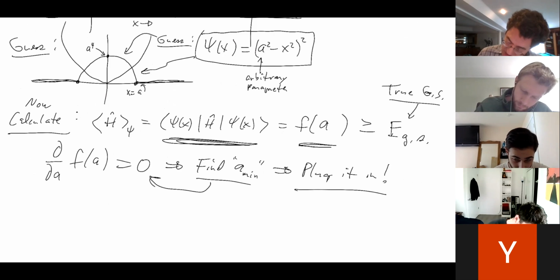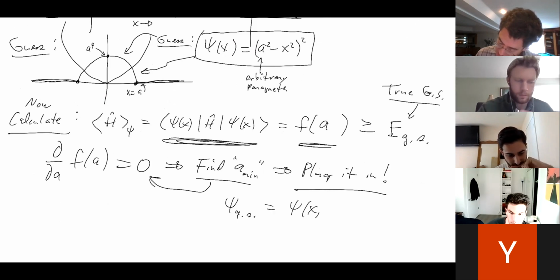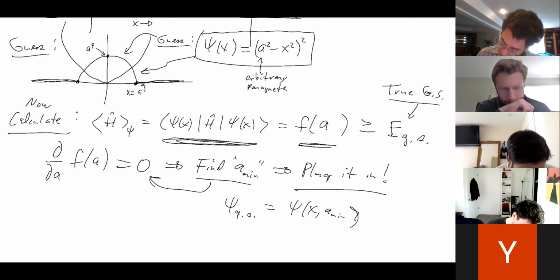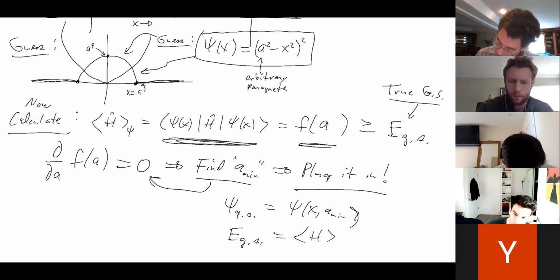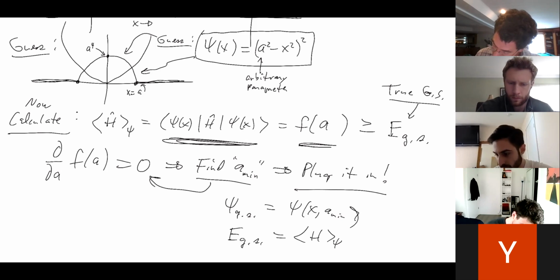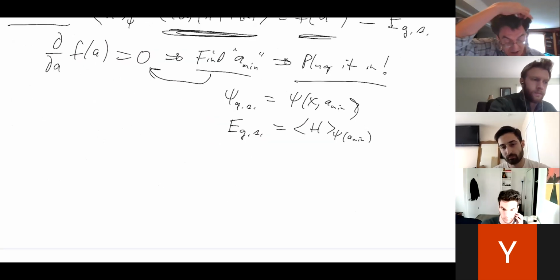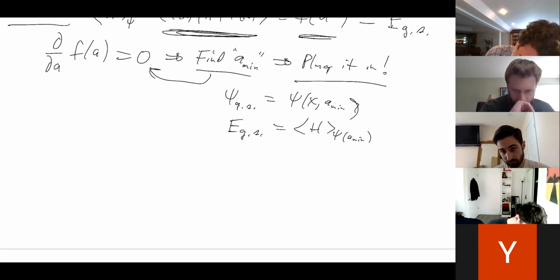And that gives me my best estimate of the ground state function, psi of x with a min, and the best estimate of the ground state energy is going to be equal to that expectation value of the Hamiltonian for psi of a min. Do you see what I'm saying? That's how we use the variational principle. That's how you do it. So let's do it, because it's one thing to talk about. Now let's actually do it. So let's calculate it.